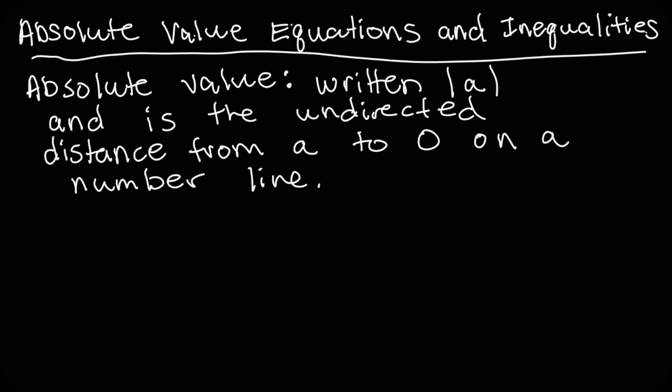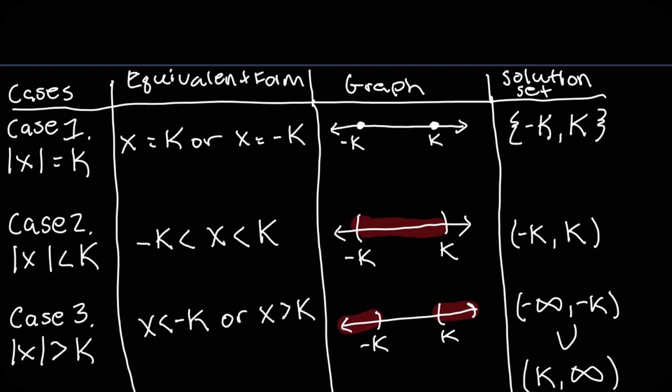Absolute value equations and inequalities. The definition of absolute value is written with vertical bars around some number a, and it's the undirected distance from a to 0 on a number line. A few cases we might have.